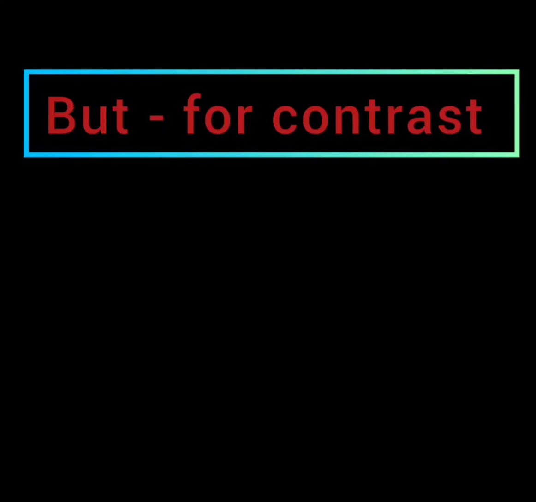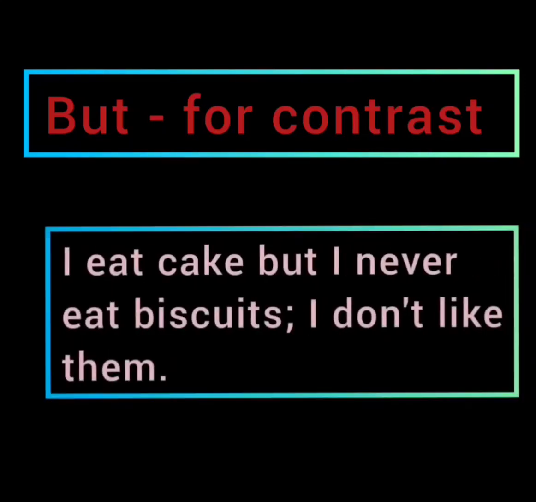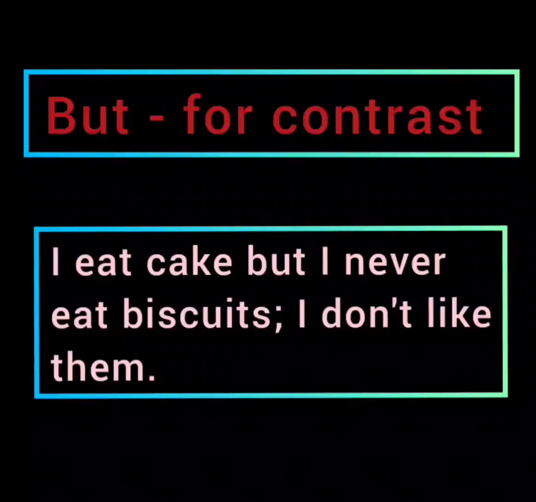Now, but. But is used when we want to show some contrast. I eat cake, but I never eat biscuits. I don't like them. So here you are showing a difference in opinion. Okay. So whenever you have to show contrast, that time you will be using but. I eat cake, but I never eat biscuits. And what is the reason for that? Because I don't like them.